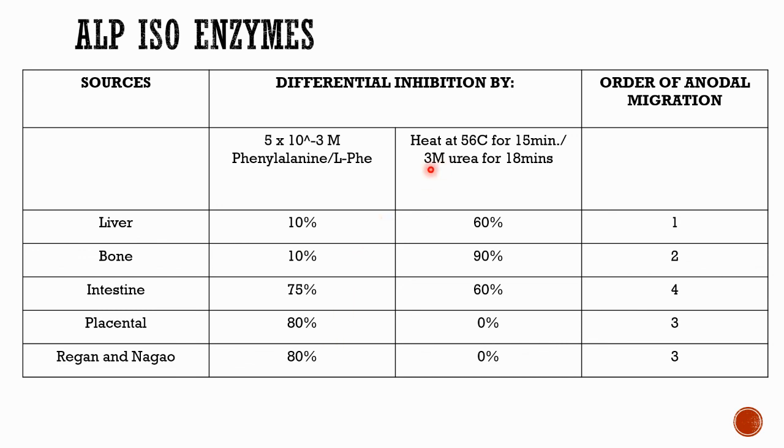For the heat, this is the heat fractionation test. The most heat labile is the bone isoenzyme. The most heat stable is the placental, together with Regan and Nagao. Again, Regan and Nagao is carcinoplacental.